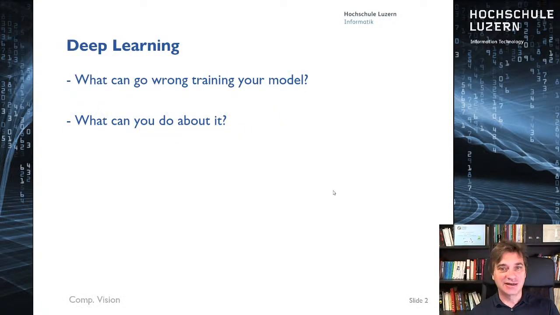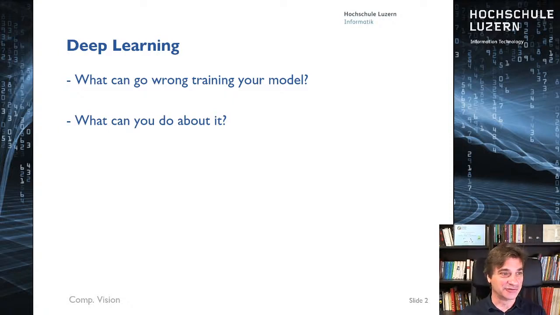Okay, so when you do training of a neural network, what can go wrong with your training, and what can you do about it? There are always these nice tutorials on the web. You download the data set and the neural network, it all works just perfectly. But when you actually do this on some new data set, then it's not always that easy, and it's possible that it doesn't happen the way you expect it to happen.